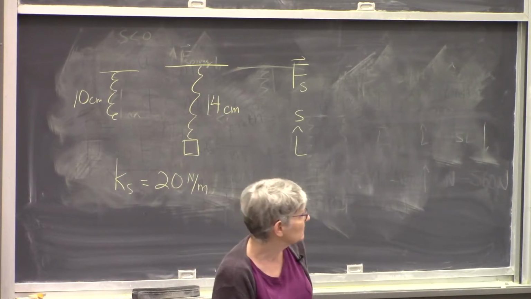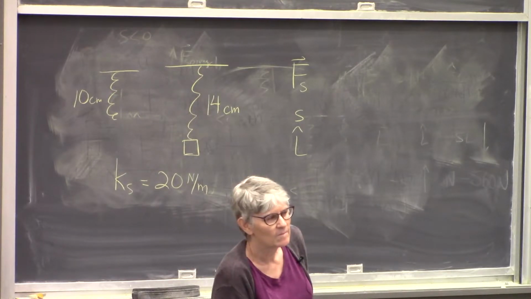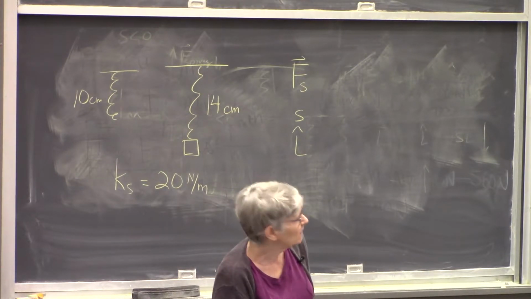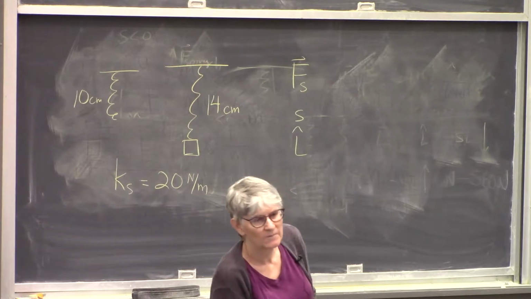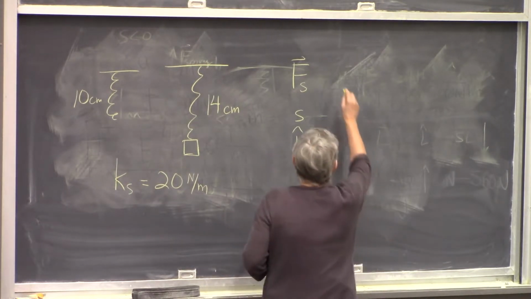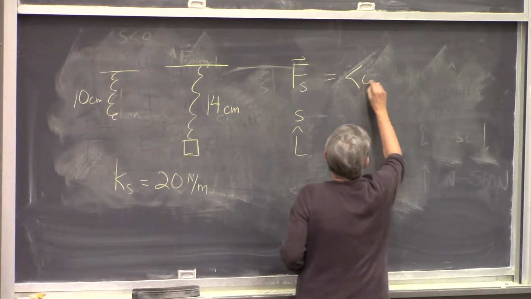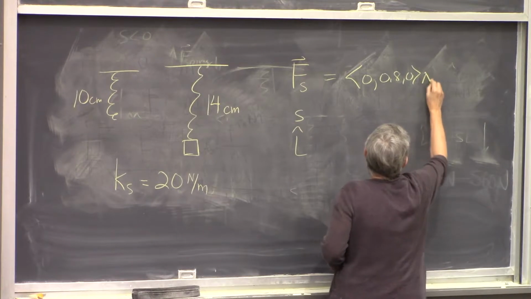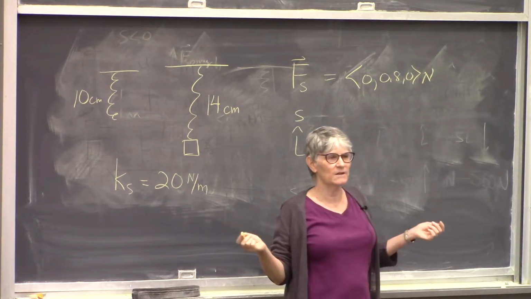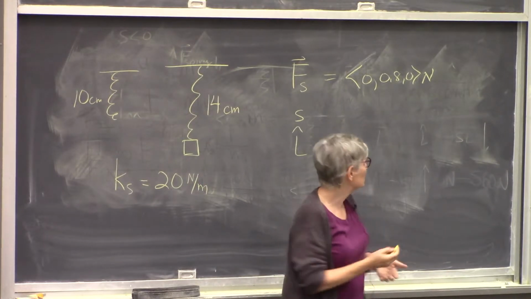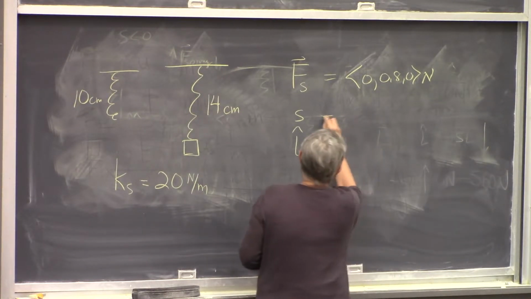So what's the answer? Well, 0.8 is not a vector. So you're asserting that it's the vector 0, 0.8, 0 newtons. Do you agree? Mostly yes.